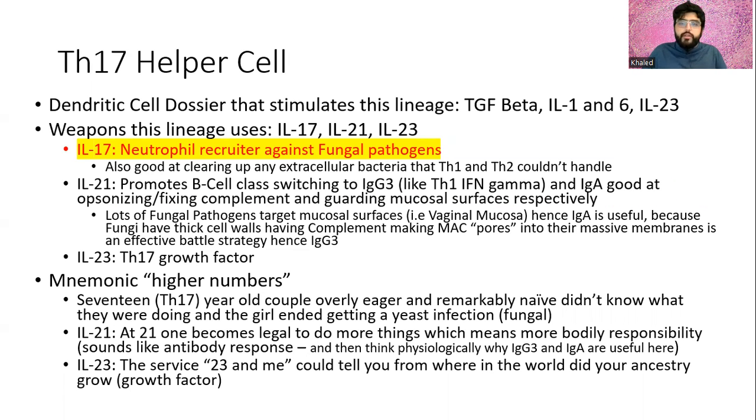Th17 is an interesting one. So what's going to stimulate it? TGF beta, interleukin 1 and 6, and then interleukin 23. I think my camera thing blocks the upper left corner, right? But it just says IL-1 and 6, and then IL-23.